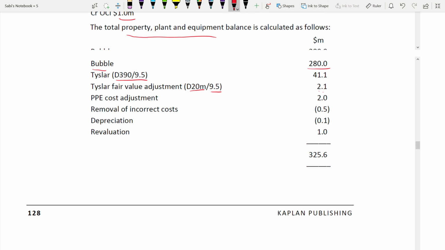Now, removal. Now you are correcting all the entries here. PPE cost adjustment. It is 2, because from 5 to 7. Because they told the price is 5 million, but open market is 7 million, so that increases by 2. So adding 2. Next, removal of incorrect costs, staff relocation cost, which you have capitalized as PPE, now you need to remove it from PPE, that's why minus 0.5. Next, the depreciation also needs to be deducted, 0.1 current year's depreciation, and revaluation has to be added, 1 million. So together, this is the price, okay?